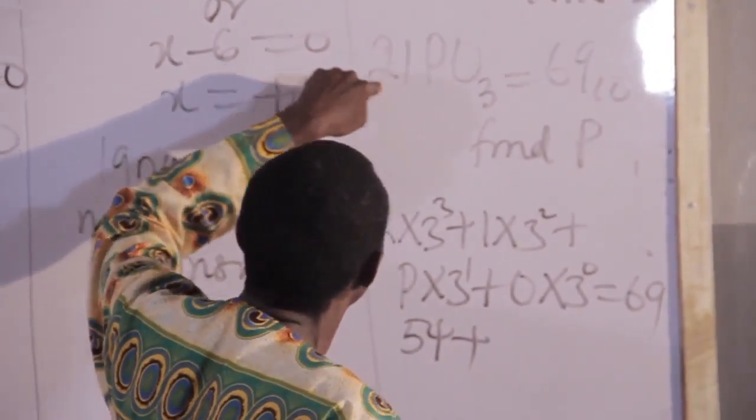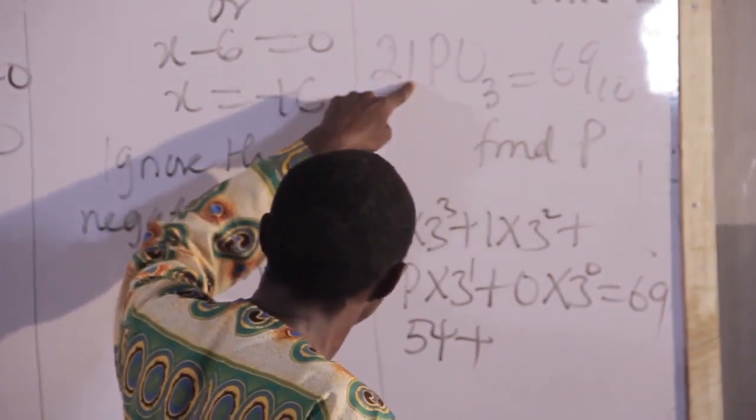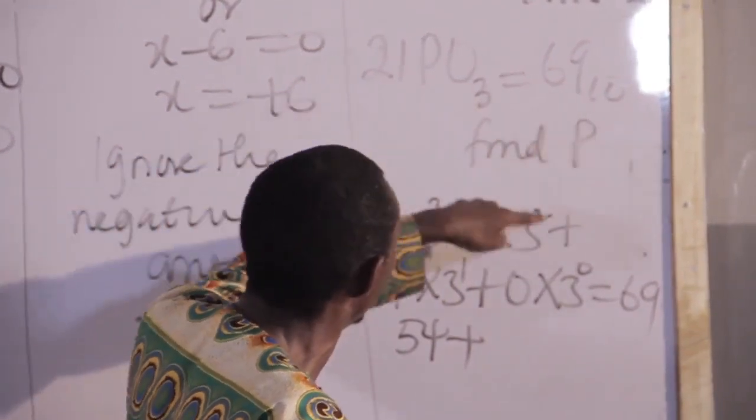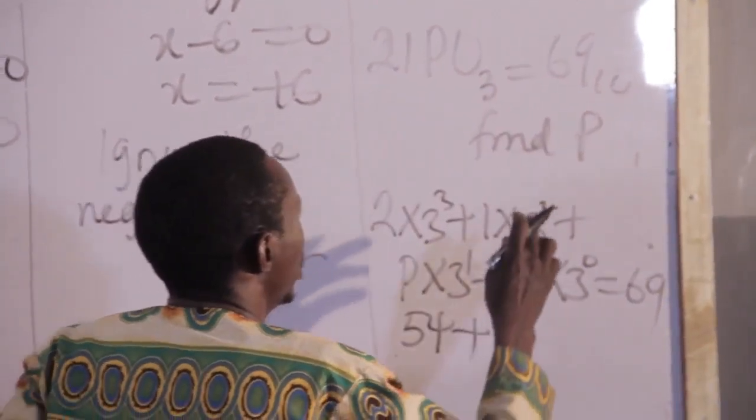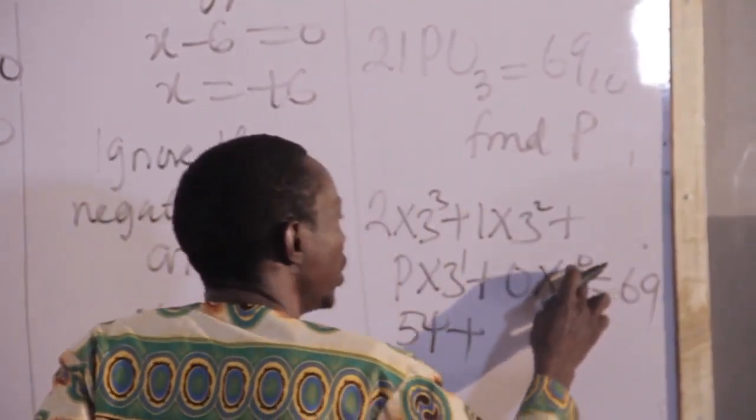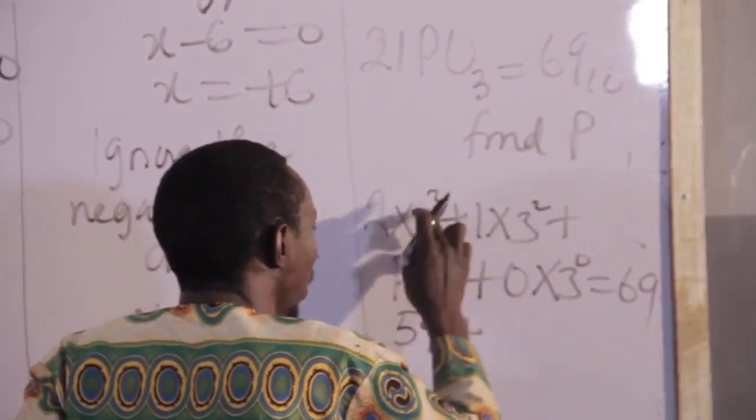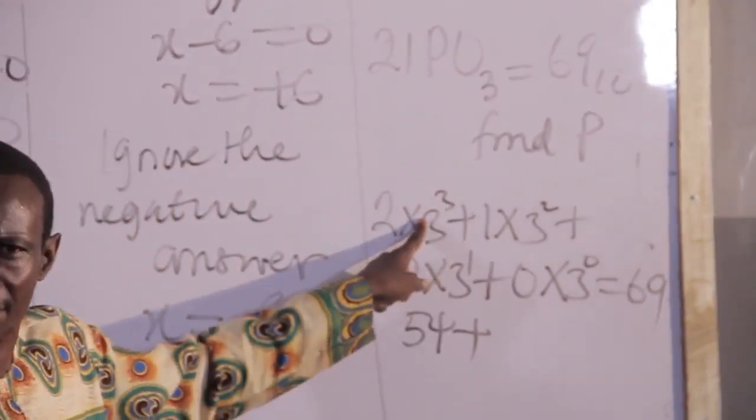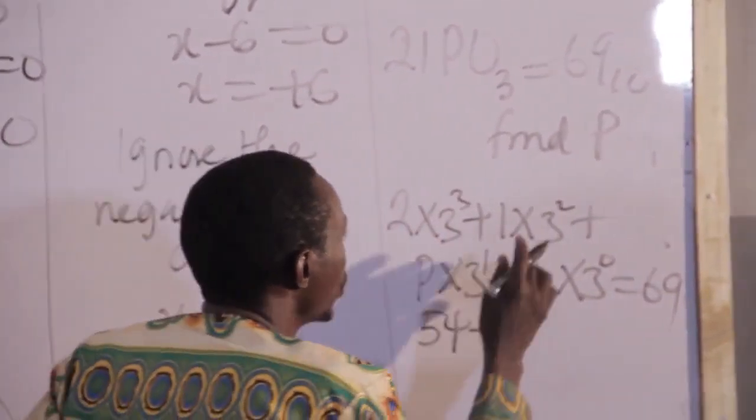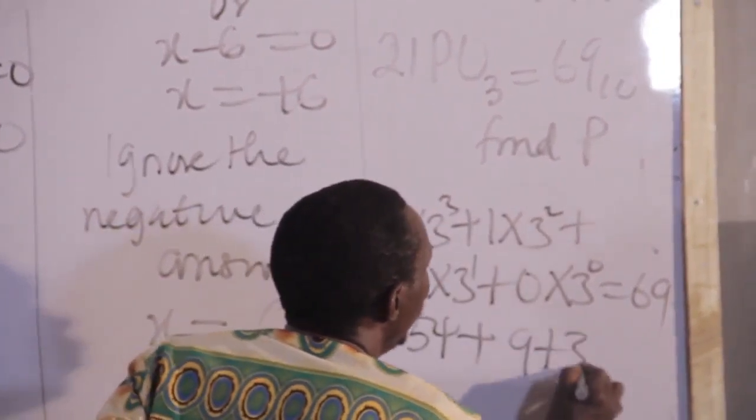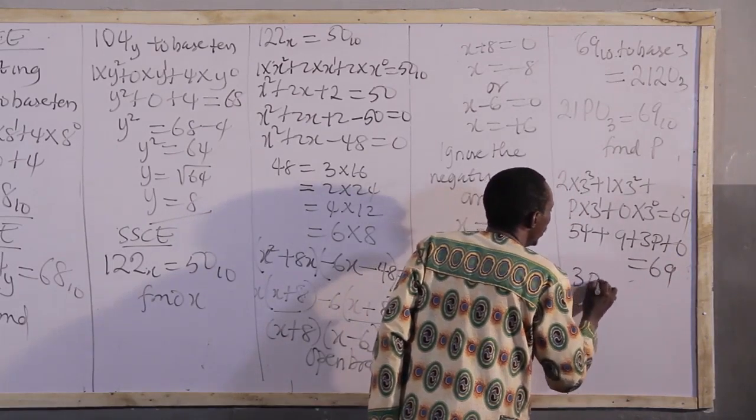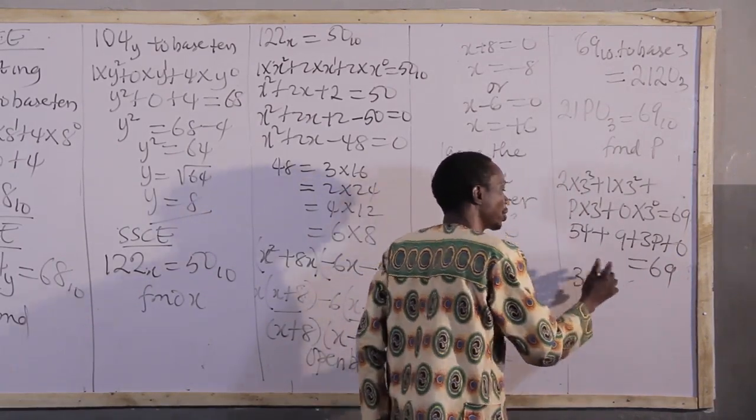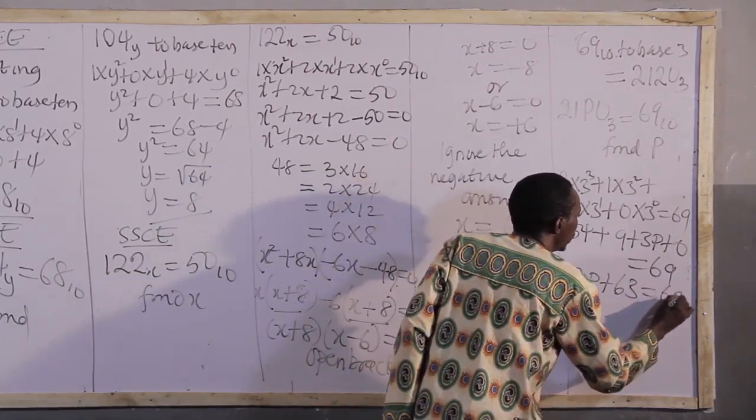Like I said, 2 times the base plus 1 times the base plus P times the base plus 0 times the base equals 69 base 10. The powers of the base here are power 0, power 1, power 2, power 3. 3 times 3 times 3 is 27, times 2 is 54. Plus 3 times 3 is 9. Plus 3P plus 0 is equal to 69. So 3P plus 9 plus 54, which is 63, is equal to 69.